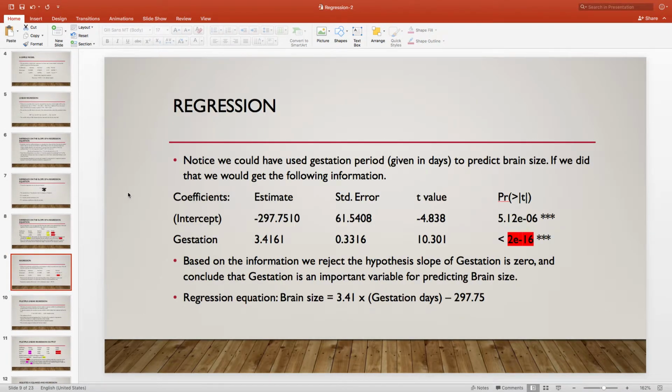Now, we could have used a different variable to try and predict brain size. Another variable that we had was gestation period. Okay, the longer the gestation, usually the longer the brain size. And here we have that. The gestation length affects brain size, and it's a positive variable.